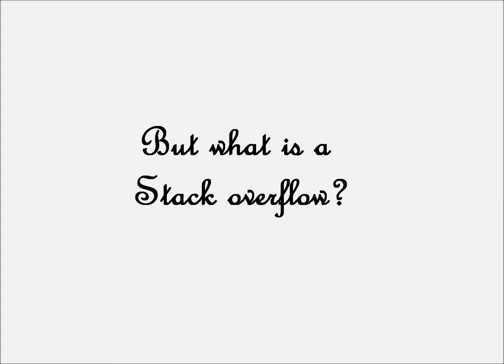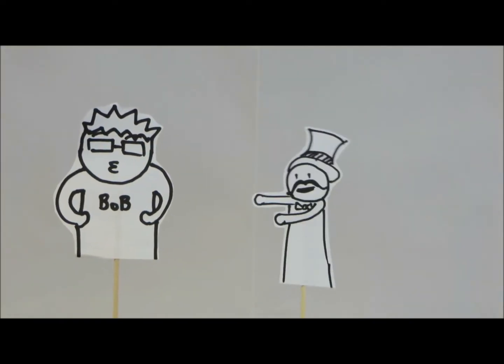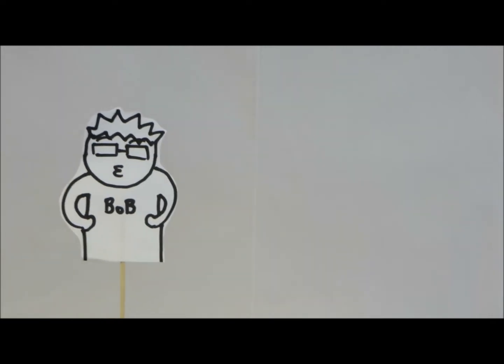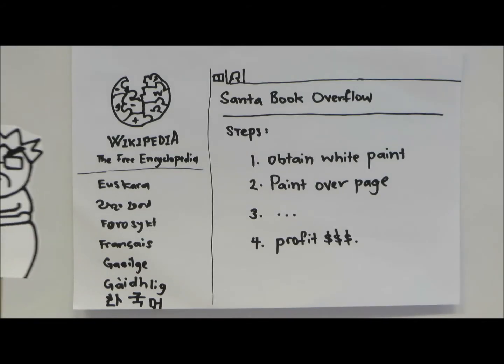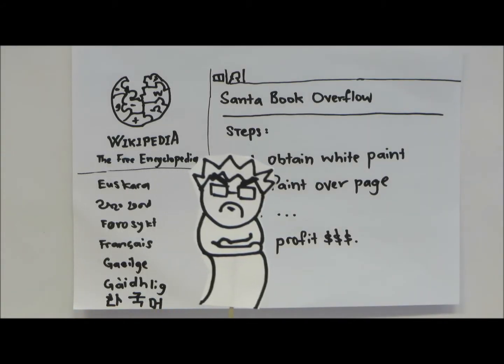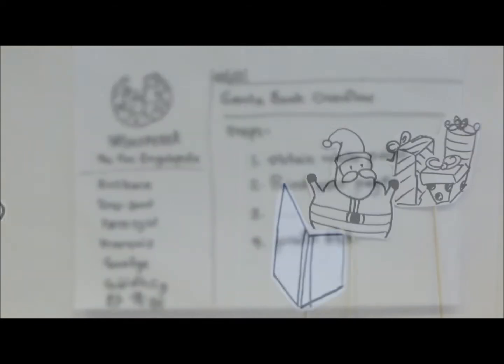But what is a stack overflow? This is Bob, and he's been a very naughty boy this year. No presents for you. I'll show you, Santa. But he was determined to get the presents no matter what, so he devised an evil plan.